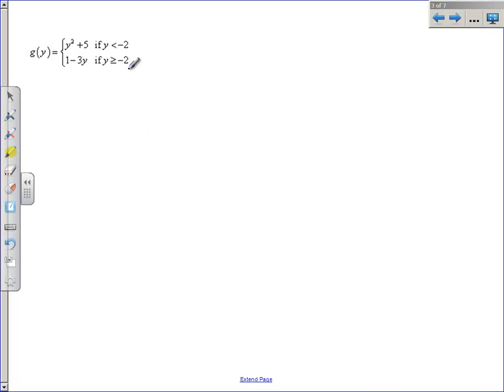Alright, I've got a piecewise function, y squared plus 5, if y is less than -2, and 1 minus 3y if y is greater than or equal to -2. And let's take a look at the limit as y approaches, say, 6. Now, if y is approaching 6, we are going to be looking at this bottom function because that's what we use for all y values that are bigger than or equal to -2. So we would just be looking at that one right there. And you can just plug in 6 for y and you're going to get 1 minus 18, which is -17. And that's no problem at all.